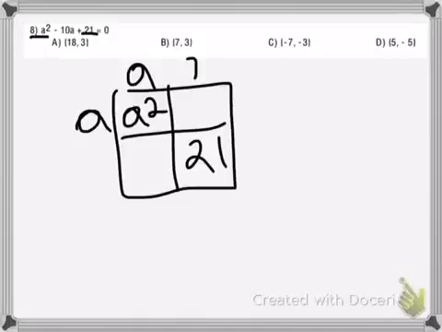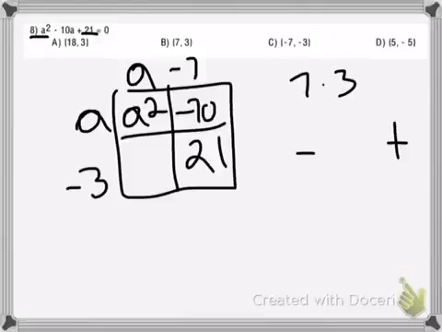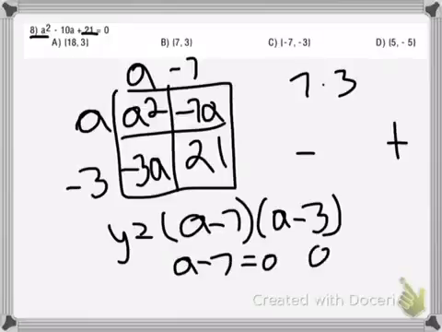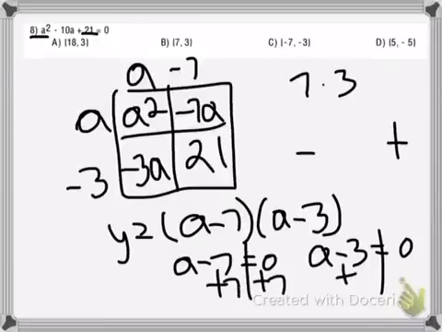So 7 times 3 is 21, and also 7 plus 3 is 10. So we got a negative and we got a positive that has to multiply to be the positive, so both are going to be negative. Alright, so that'll give me a minus 7 and a minus 3. A minus 7 equals 0 using our 0 property. Add 7. Add 3.